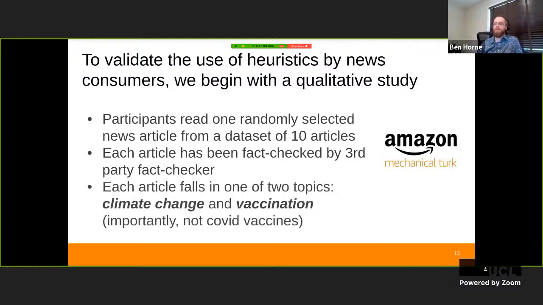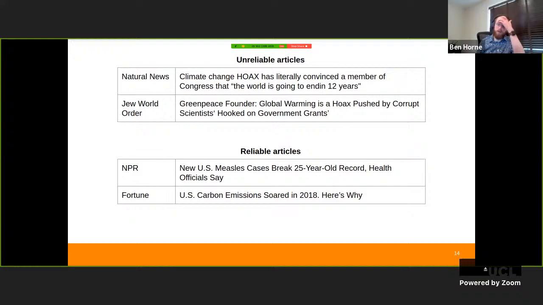And then each article fell into one of two topics, either climate change or vaccinations. Now, importantly, these are not COVID-19 vaccinations because the study was actually piloted in November 2019. If you can remember, way back before the pandemic, there was a whole different time in vaccination news. This was mostly on measles outbreaks and things of this nature. And here's a quick example so you have an idea what these articles look like. Unreliable articles, mostly things on climate change hoaxes. Each one of these, again, had some sort of claim that had been fact-checked. And then reliable articles on things like carbon emissions, measles outbreaks in the US, etc.